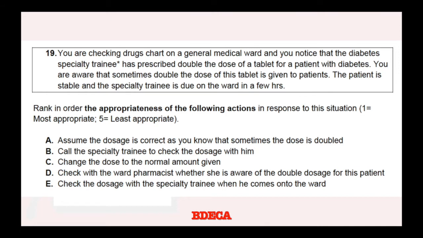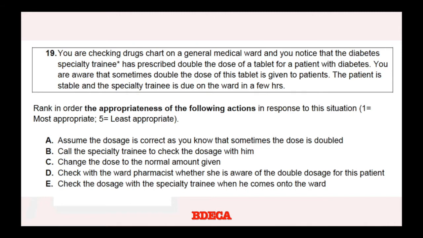And then C states that you change the dose to a normal amount, so you never really consult the ST who gave the double dose to the patient, and it could be due to a very good reason, but you never try to solve that issue. So that is why C is after E.